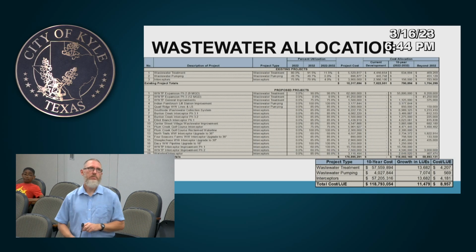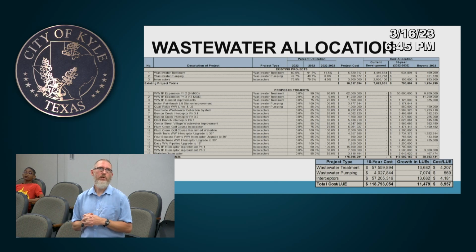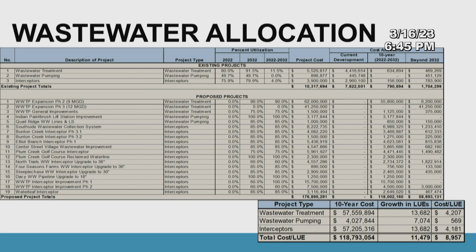I'm not going to spend as much time going through the wastewater. The table's set up exactly the same, where we have our existing assets on top and then all of the proposed projects down below. The same data sources were used. The city's fixed asset system was used for the cost of the existing assets. All the future assets, their cost came from the city's latest capital improvement program. The percent utilizations came from city staff, been reviewed by the engineering department.